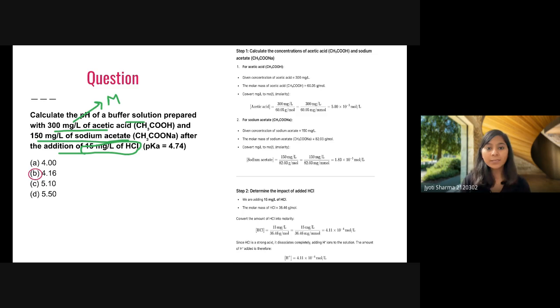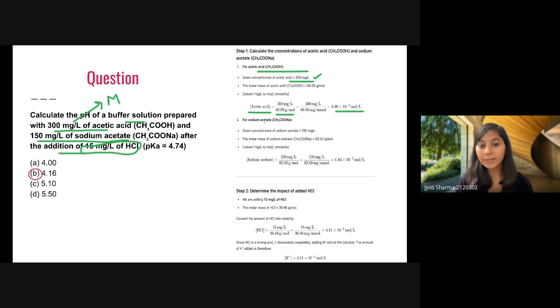So for the acetic acid, we had 300 mg per liter. This was not exactly the molarity; it was the concentration, but not in molarity. For molarity, this was just the given mass, right? So we have 300 mg per liter, so the given mass and volume are given. What was not given was the molar mass. If we divide by the molar mass, then we will get the molarity. So we got the molarity by dividing it with the molecular mass.